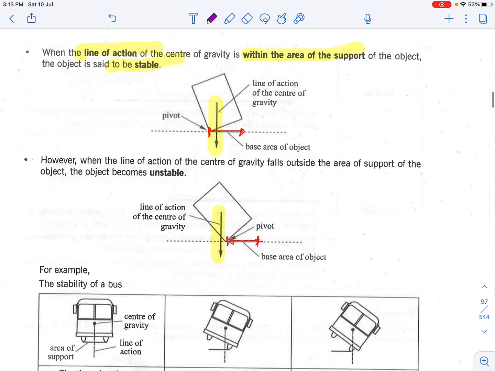So when the line of action of the center of gravity is within the base area, then the object will be said to be stable. Meaning, no matter how you tilt it, as long as the line of action of the center of gravity is still within the range of the base area, it will fall back or return to its original position. However, when the line of action is outside the base area, the object will topple down. And when the object topples down or changes position, that means the object is unstable.